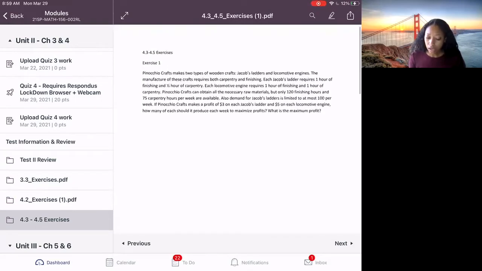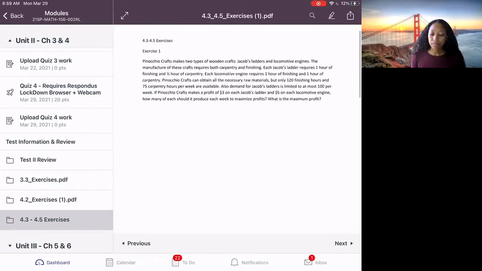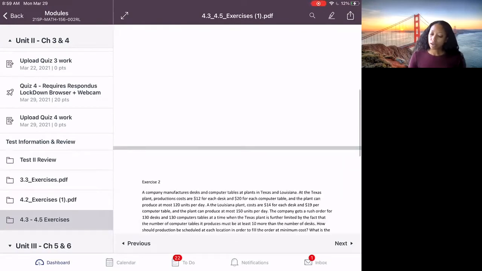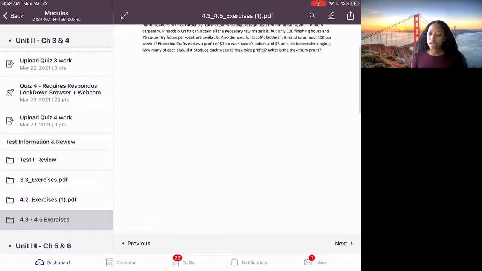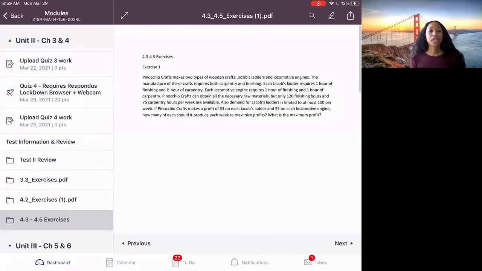So I want to start there. If you can click on the very last document in the module, it says 4.3 to 4.5 exercises. There are 2 practice problems on here that I'd like to go through, and then we'll jump onto the 4.5 lab and do those problems.